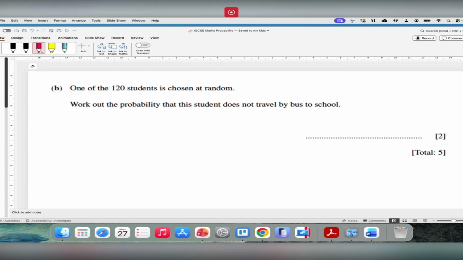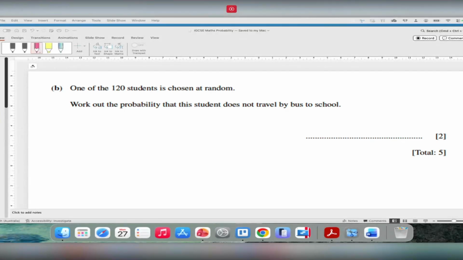This is part B. One of the 120 students is chosen at random. Work out the probability that this student does not travel by bus to school. Okay, I'm going to read the question one more time. One of the 120 students is chosen at random. Work out the probability that this student does not travel by bus to school. Okay, now let's start with this question.